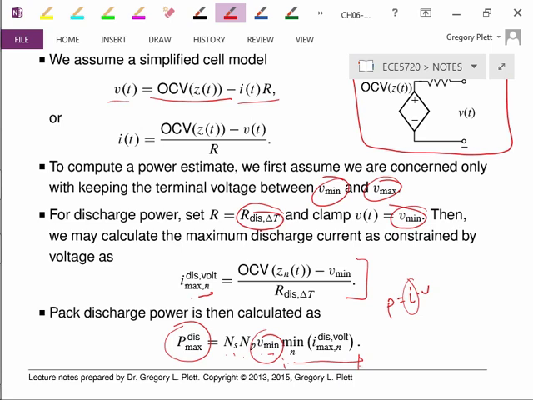So when I do this, this Vmin voltage is not actually achieved by all cells. It's achieved only by the cell that minimizes this. So in a sense, I'm underestimating the actual power that could be available, but I am making sure that I'm a little bit conservative by taking the minimum of those currents.